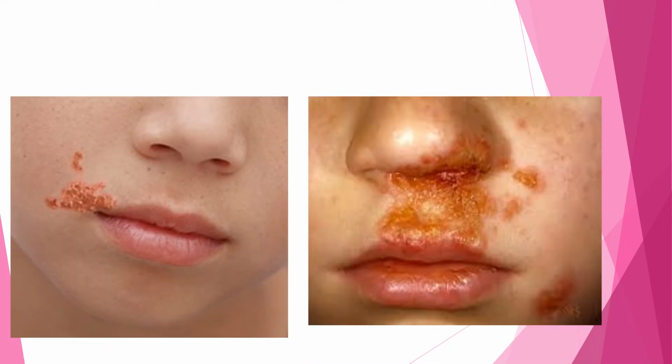This is an image of a child having non-bullous impetigo. As you see in the image, it is a honey-colored crusted plaque.